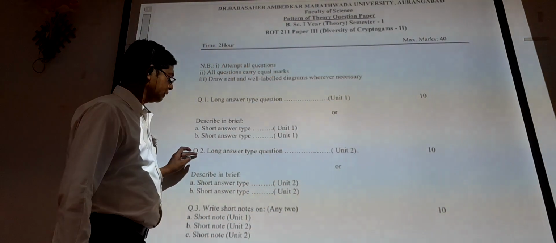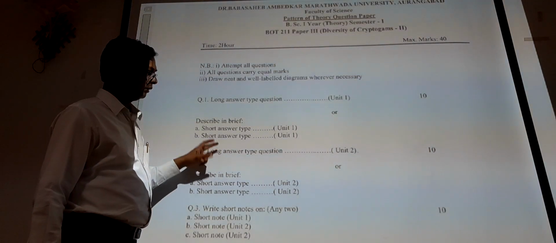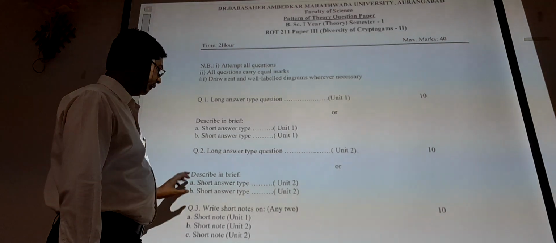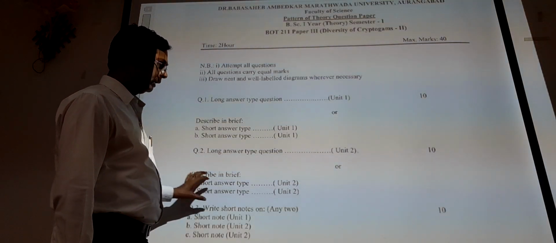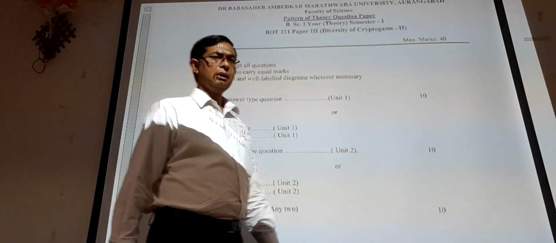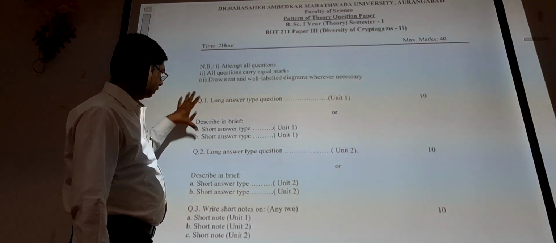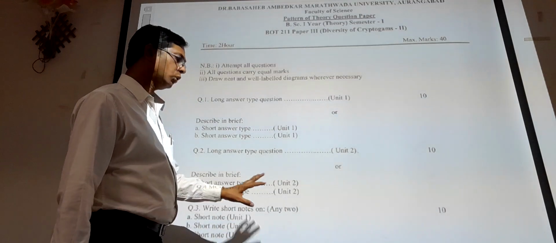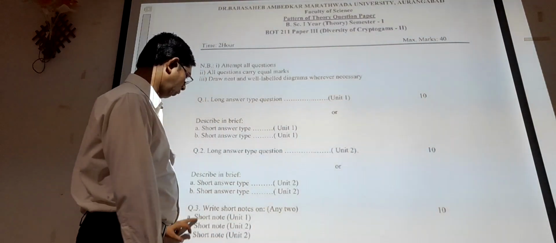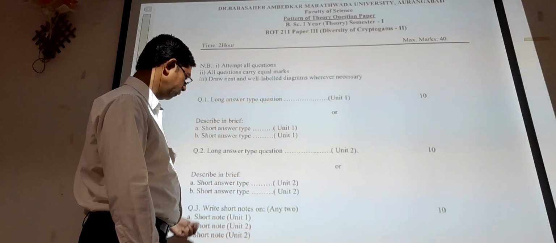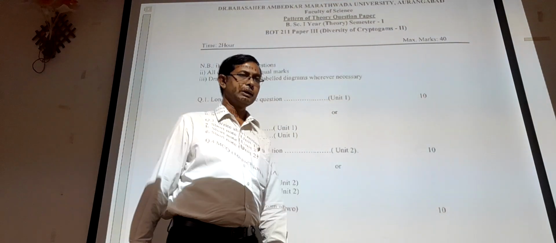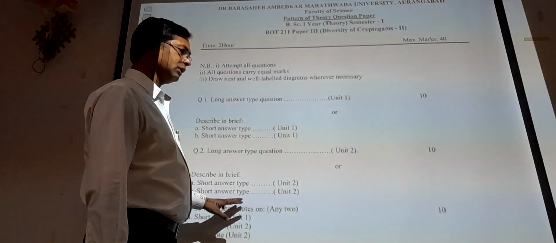Now question number 2 is again a long answer question, and for this long answer question there is an 'or'. You can write A and B both, and you can see the 10 marks is there for question number 2. Then question number 3, you have to write a short note on any two, or from the 3 you have to give answer for the 2 only, and you will get again 10 marks. Obviously 10 and 10, 30 marks is there.